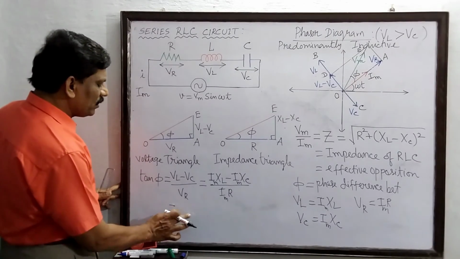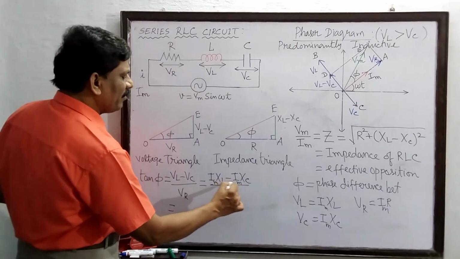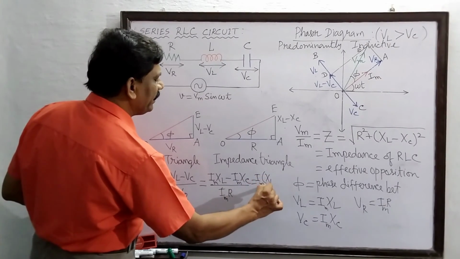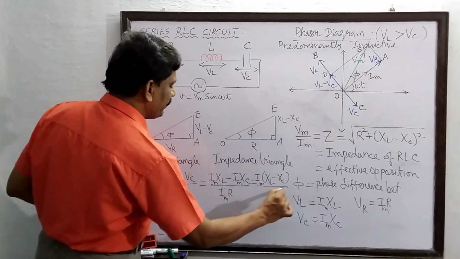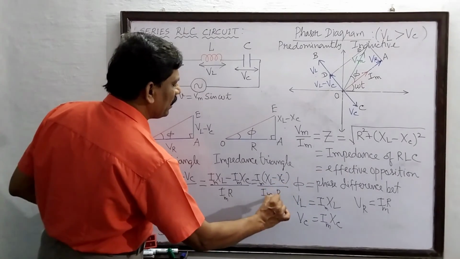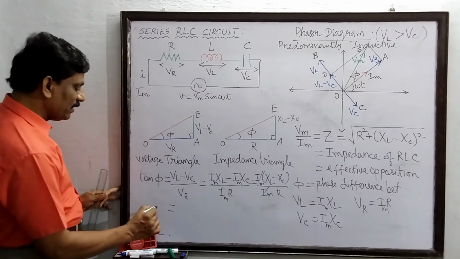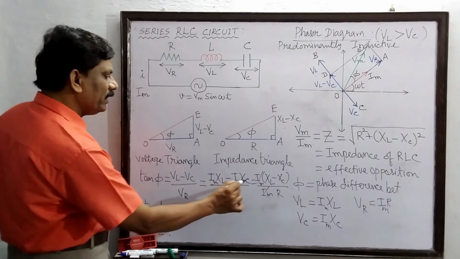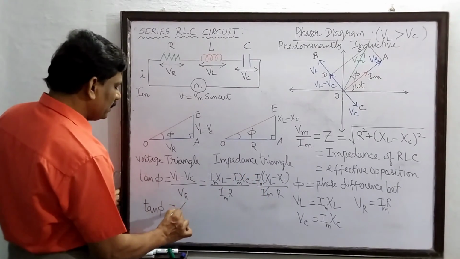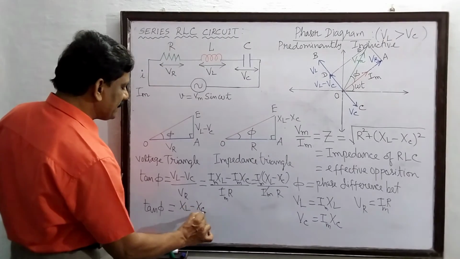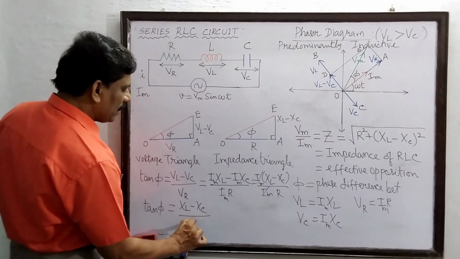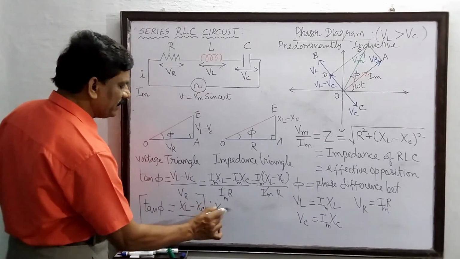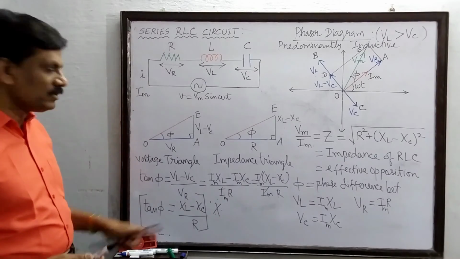So now I can take I maximum as common factor. The remaining factor will be XL minus XC whole divided by I maximum into R, so that I maximum gets cancelled. Therefore tan phi is now equal to XL minus XC divided by R. So this is one of the very important equations in the RLC circuit. Have you all understood this?